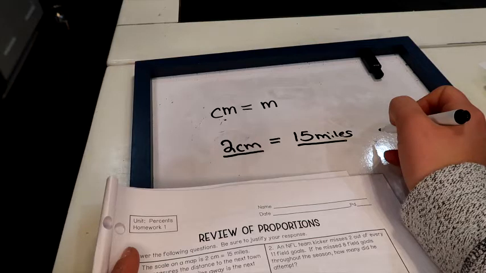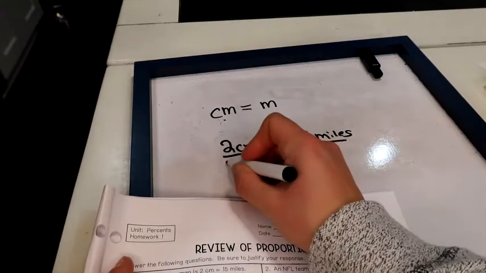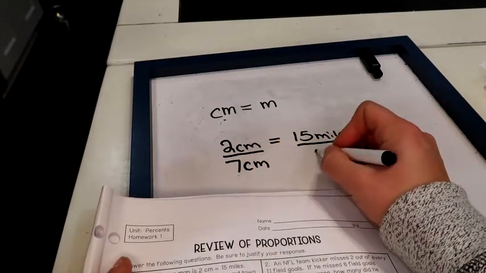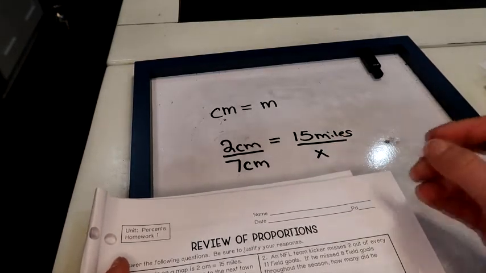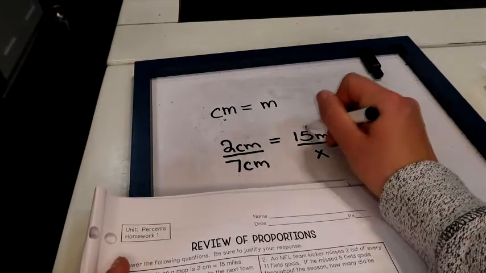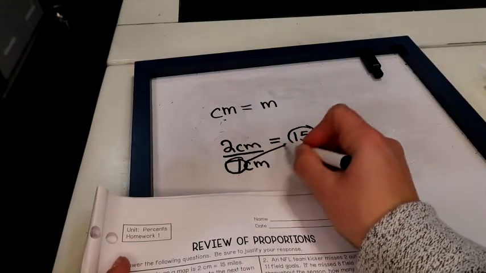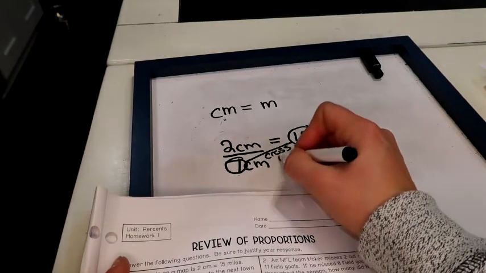Dave measures the distance to the next town at 7 centimeters. How many miles away is the next town? So he measures the next town at 7 centimeters, and we don't know how far away the next town is. So now what we're going to have to do is your guys' favorite, cross multiply. We take the two numbers that are across from each other, and we're going to cross multiply.